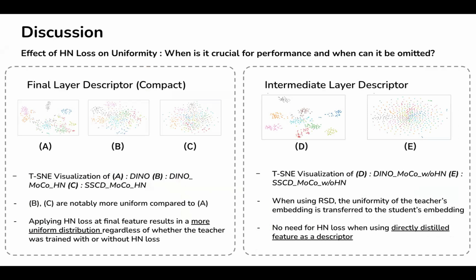In Figure 1, we clarify the significance of hard negative loss by visualizing features from different model configurations and obtain two findings. First, applying hard negative loss to the final feature used as a descriptor results in a more uniform distribution. Finding 2, when using RSD, the uniformity of the teacher's embedding is transferred to the student's embedding. Consequently, if the teacher's embedding already has a uniform distribution, applying hard negative loss to the final feature may yield limited additional uniformity.